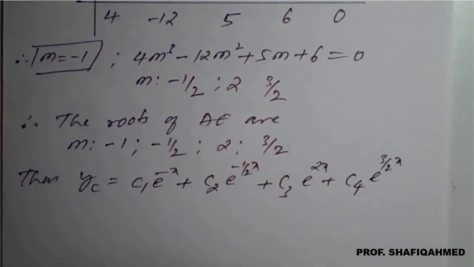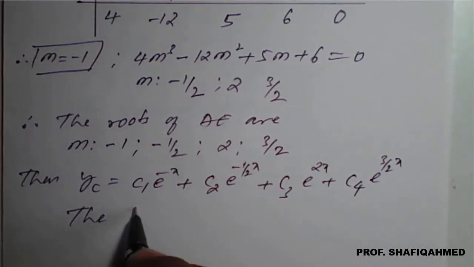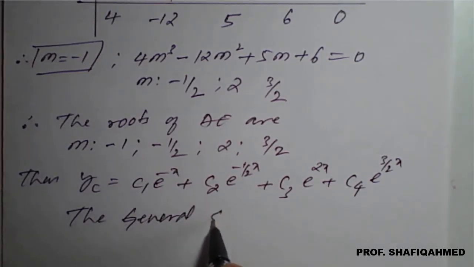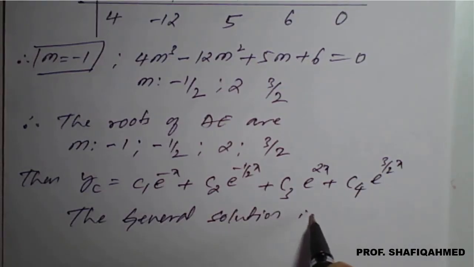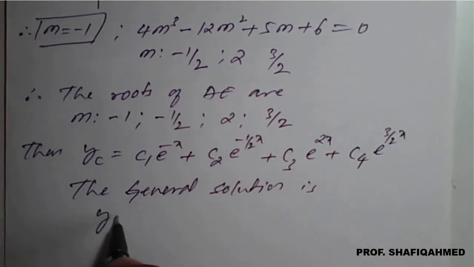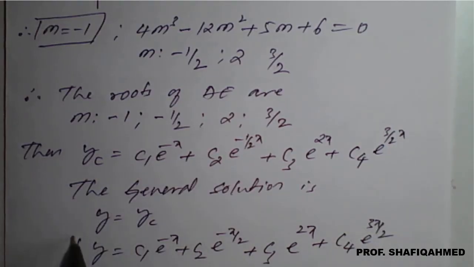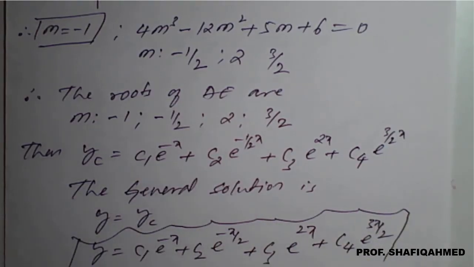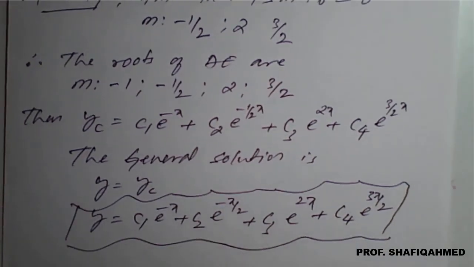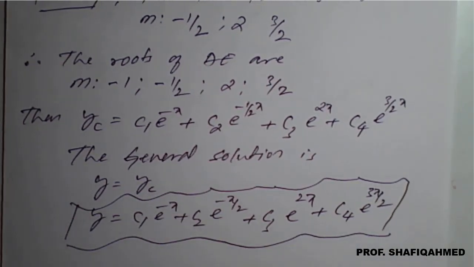So the general solution is y = yc, which implies y = c1 e^(-x) + c2 e^(-x/2) + c3 e^(2x) + c4 e^(3x/2). So this is the required general solution of the given homogeneous differential equation.